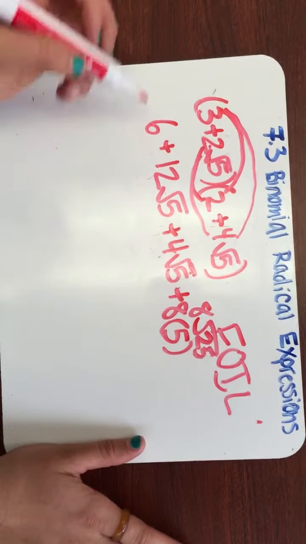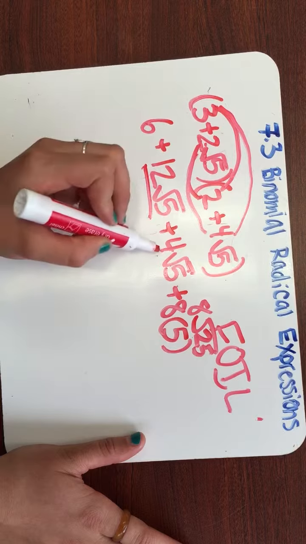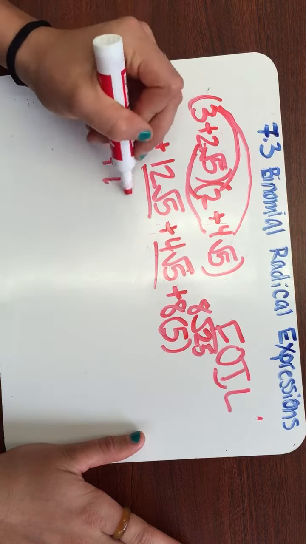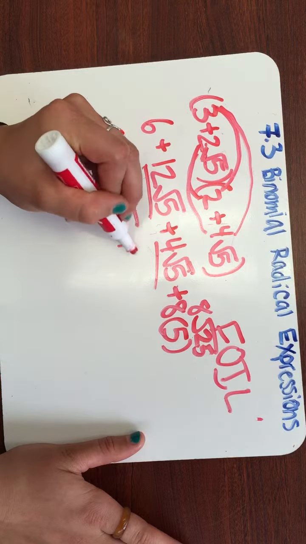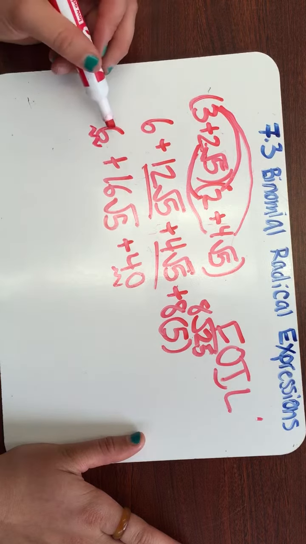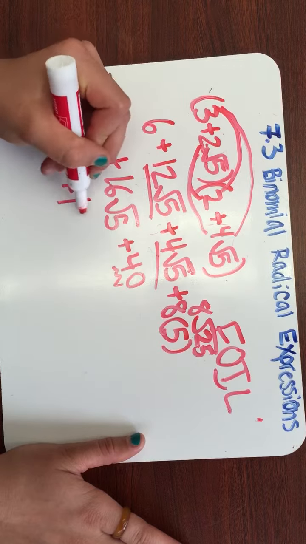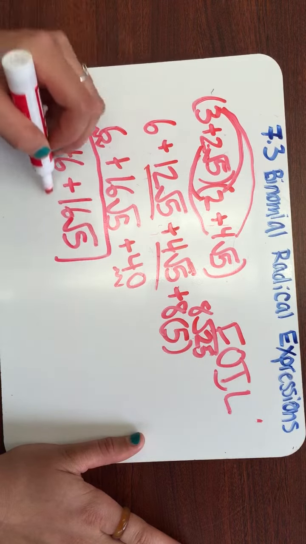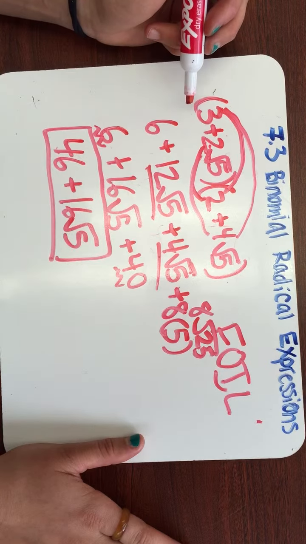Okay, now we can combine our like terms here. We have 12 square root of 5 plus 4 square root of 5 is going to be 16 square root of 5. 8 times 5 is a 40. Adding our rational numbers, 6 plus 40 is a 46 plus 16 square root of 5. And that's simplified for multiplying binomial radical expressions.